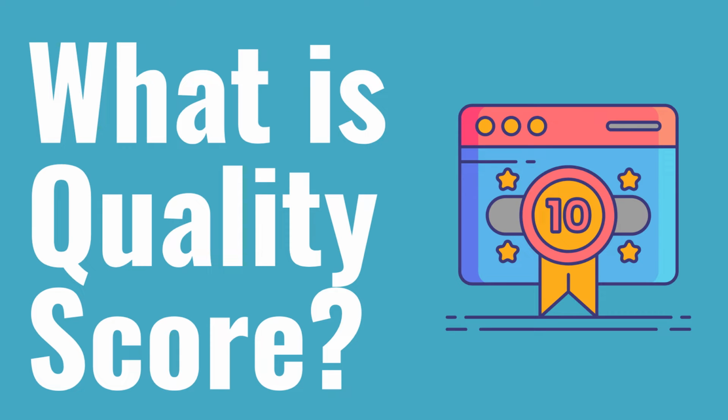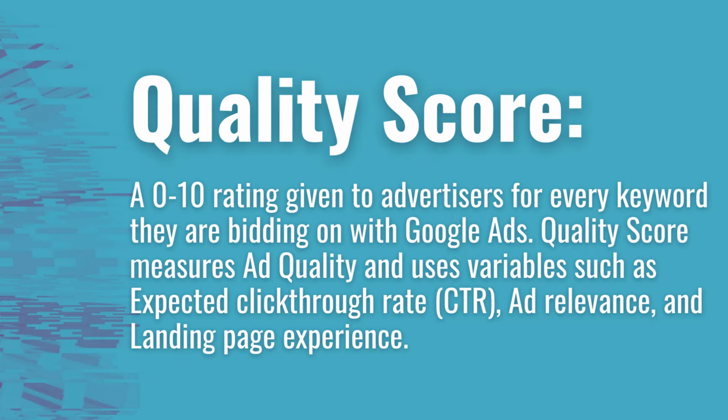Today I'm going to be answering the question, what is quality score, and give you all the information you need about quality score in Google Ads. So quality score is a 0 to 10 rating given to advertisers for every single keyword they are bidding on with Google Ads. It measures ad quality and uses three main variables: expected click-through rate, ad relevance, and landing page experience. Essentially it's an ad quality score for every single keyword.